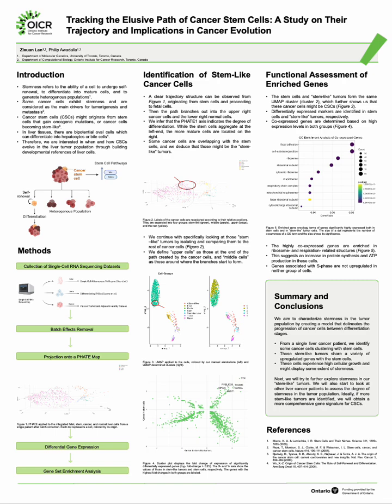In liver tissues, there are bipotential oval cells, which can differentiate into hepatocytes or bile duct cells. Because of this property, people reason that these might be the cancer stem cells in hepatocellular carcinoma. Therefore, we are interested in when and how cancer stem cells are involved in the liver tumor population by building developmental references of liver cells with single-cell transcriptomics.